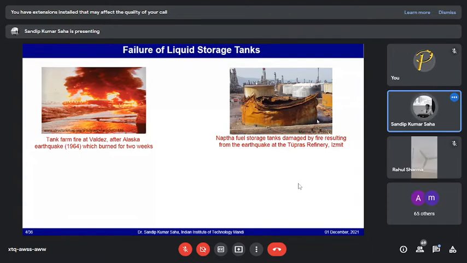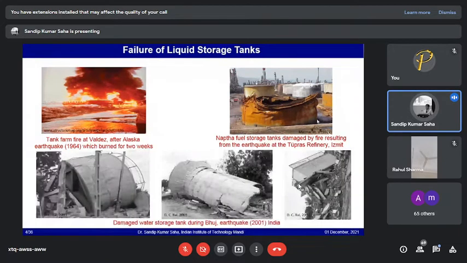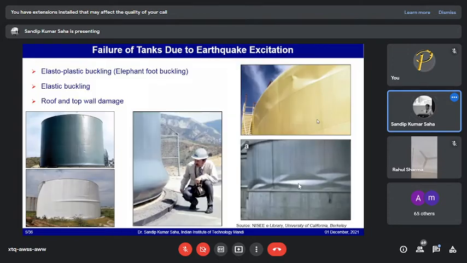The damage to human lives as well as the surrounding structures and other activities that is going on. So you might have seen these pictures during an earthquake for typical liquid storage tanks during the Bhuj earthquake in India. And it is not only in India, it is also observed across the globe, the failure of storage tanks during an earthquake, which caused severe disruptions to the post-earthquake recovery actions.